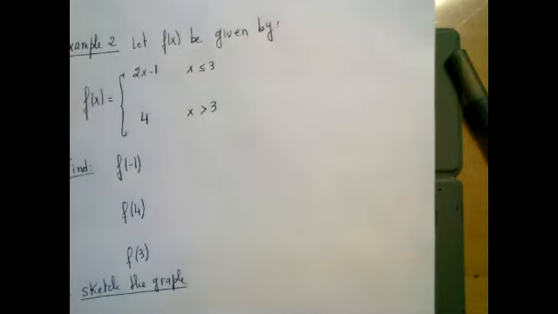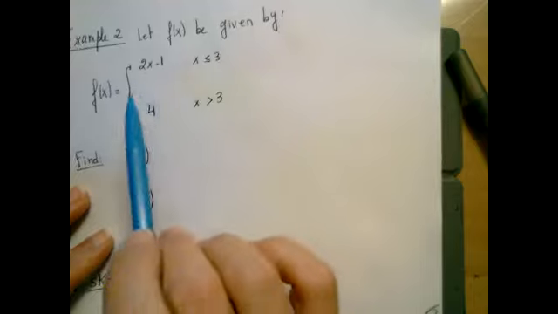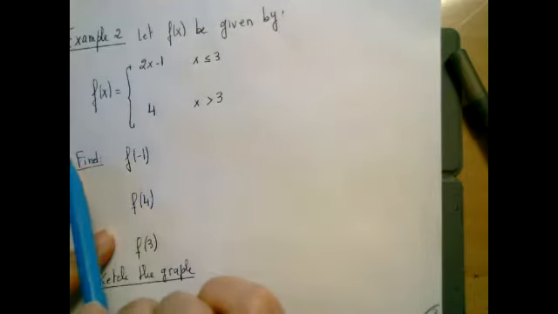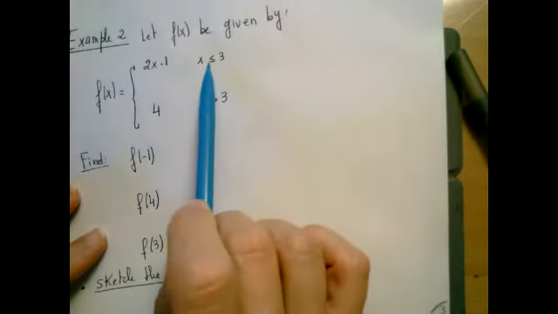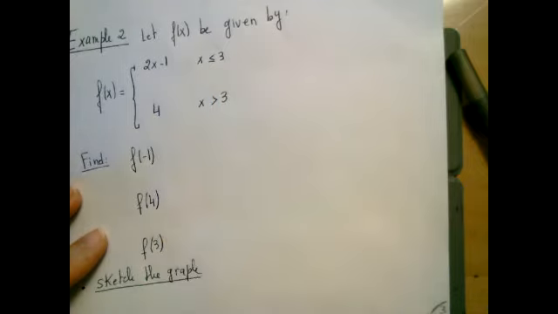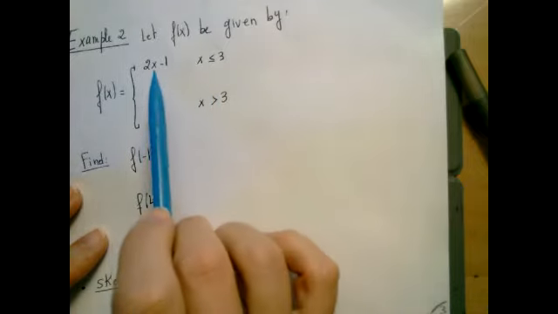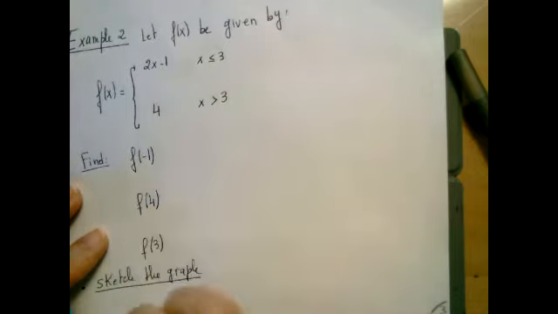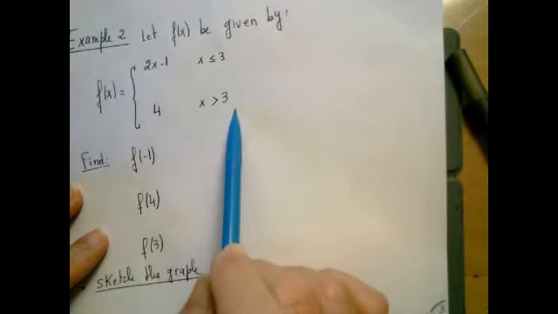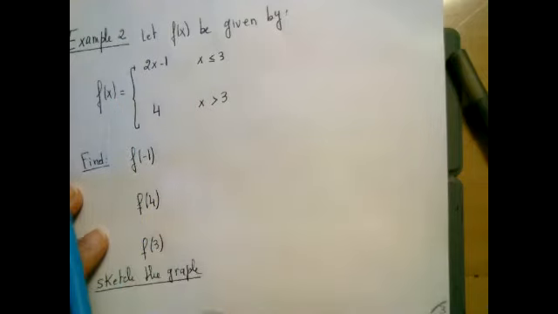Suppose you have a function, and this function is given by the following rule. If the input is less than or equal to 3, the output is 2x minus 1. That's the rule. If your input is larger than 3, your output is 4. So there is not a unique formula for the whole thing. The formula depends on where x is. So let us try reading this very, very slowly.